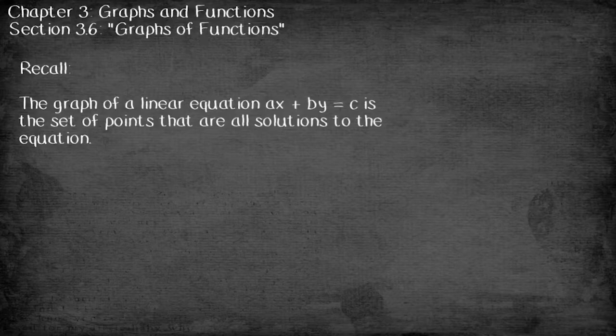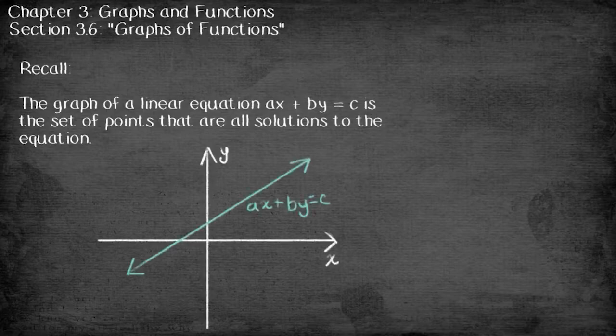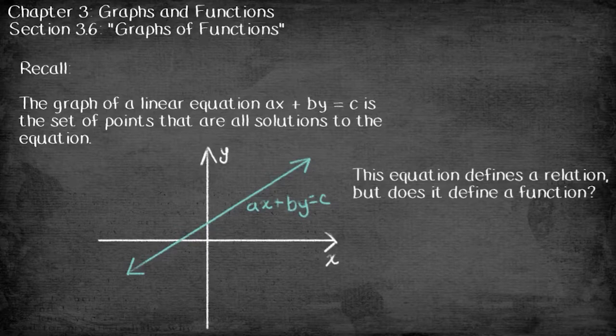So, let's recall, for a linear equation ax plus by equals c, which we've worked a lot with, the graph of that equation is the set of points that are solutions to the equation. And being a set of ordered pairs or points in the plane, it's a relation. So I know that the equation defines a relation, but does it define a function? We looked at some basic examples in the last video about determining whether an algebraic equation represented a function, but it's not always super easy to tell just by looking. But if I have the graph, it becomes very easy to tell whether or not a relation is a function.